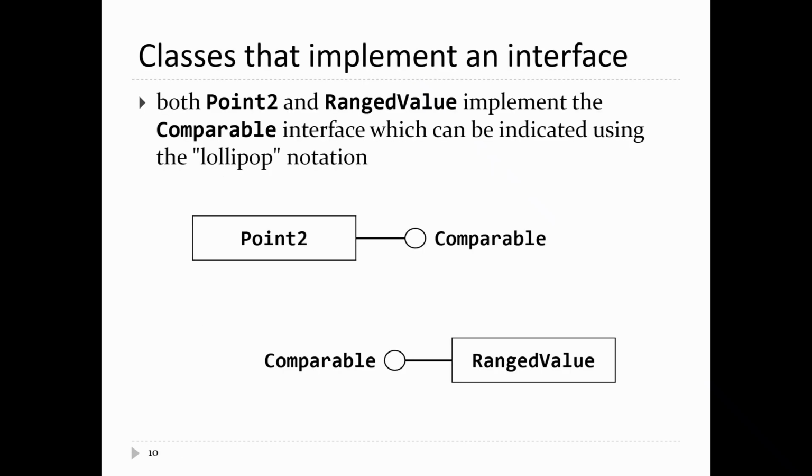Our Point2 class implements the Comparable interface. So if you want to show that on your UML class diagram, you use what's called the lollipop notation. So you draw your Point2 class. If you want to, you can put in the fields and methods here. Then you draw a solid line and a circle, and beside the circle you write the name of the interface. So this just says Point2 implements the Comparable interface. That says RangedValue implements the Comparable interface.